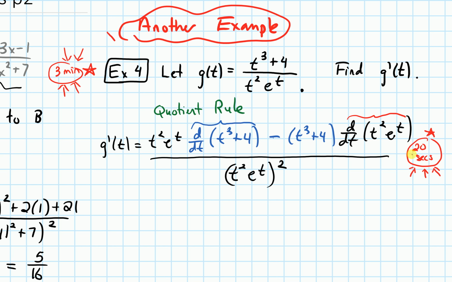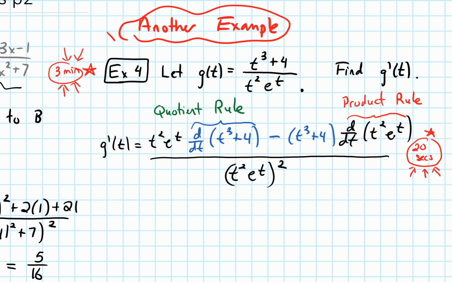All right, so hopefully you paused the video to think about that. This is two functions multiplying each other, t squared times e to the t. It's a product of functions. So we need the product rule to handle that derivative.